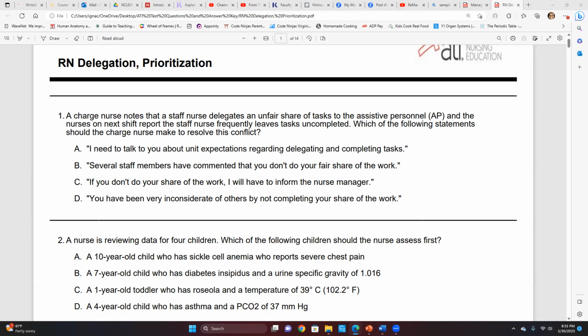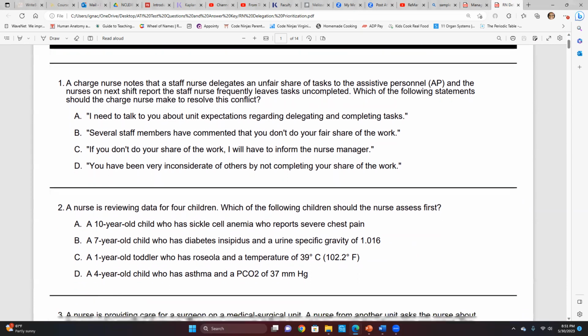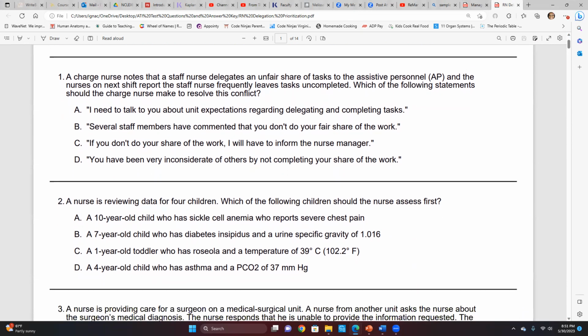I'll take A. Okay, awesome. A is correct. How did you get to the correct answer? Because the charge nurse has had the report come to her on several occasions. So in resolving the situation, she will need to talk to the staff member that is delegating the tasks.